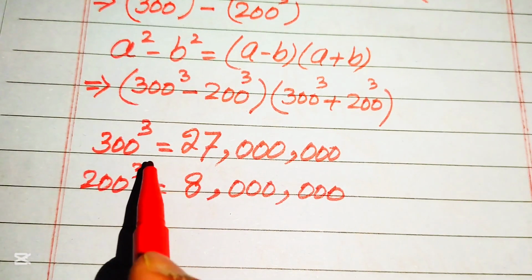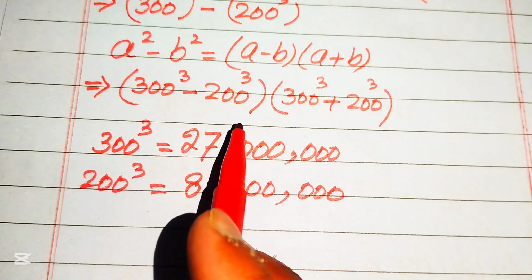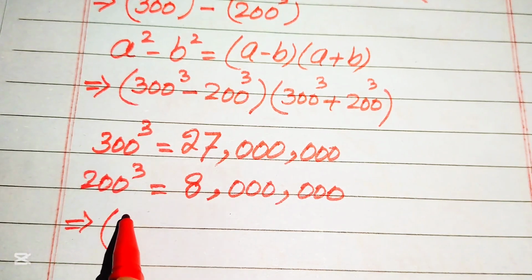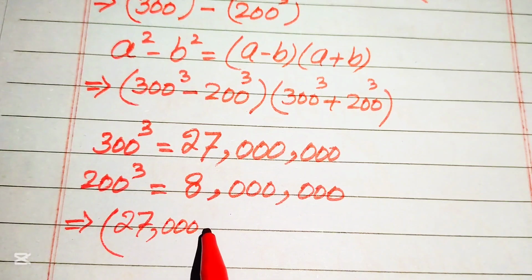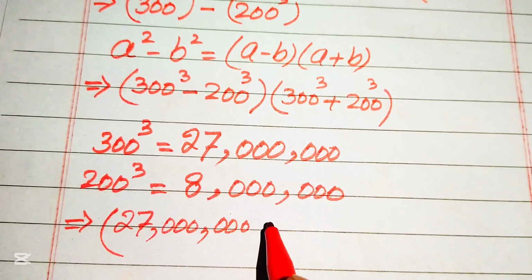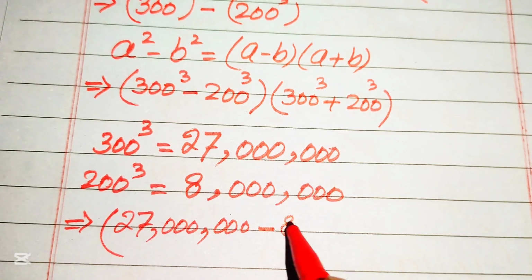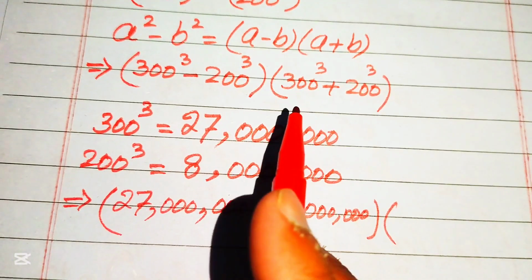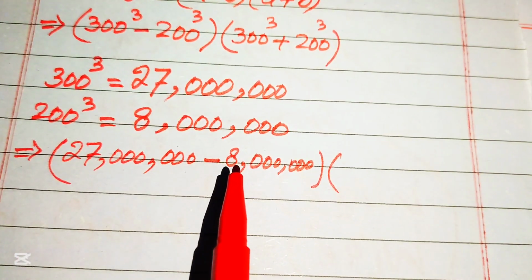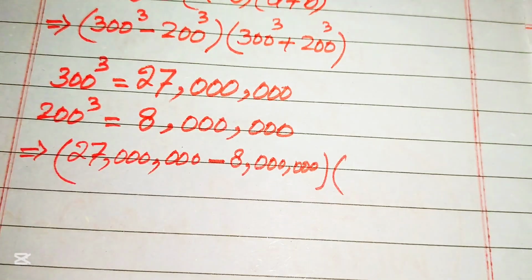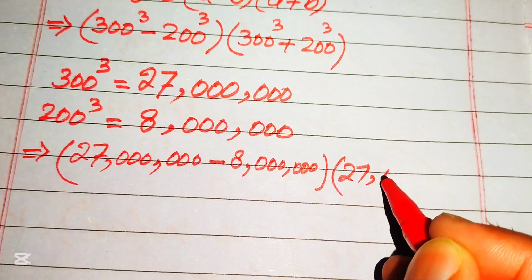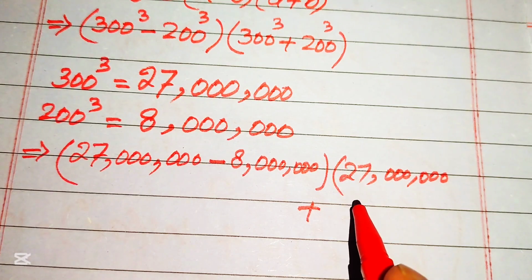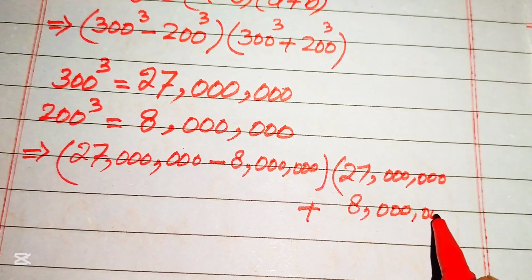Now in the next step we substitute the values of 300 cubed and 200 cubed in the above factors. 300 cubed equals 27 million, and the first factor is minus 200 cubed, and 200 cubed equals 8 million. Our second factor is 300 cubed plus 200 cubed, which is 27 million plus 8 million.